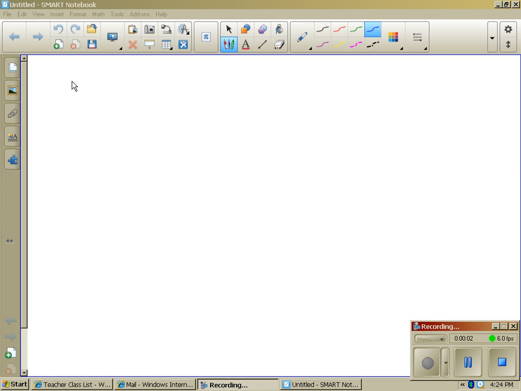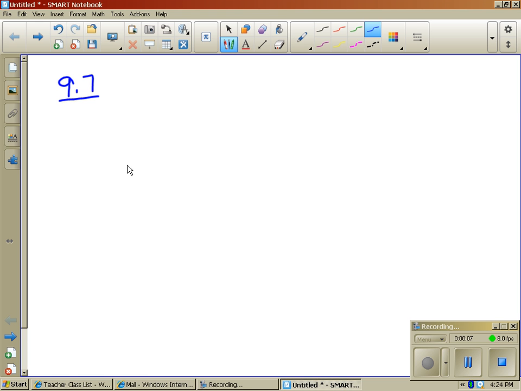Some other things we need to know about trig. These are mostly covered in section 9.7. We won't do anything specifically at the moment practicing these problems, but these are concepts you need to know.